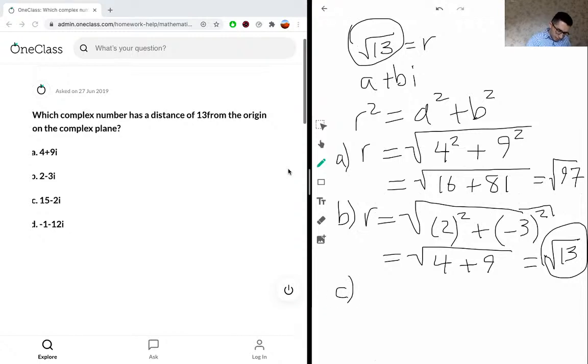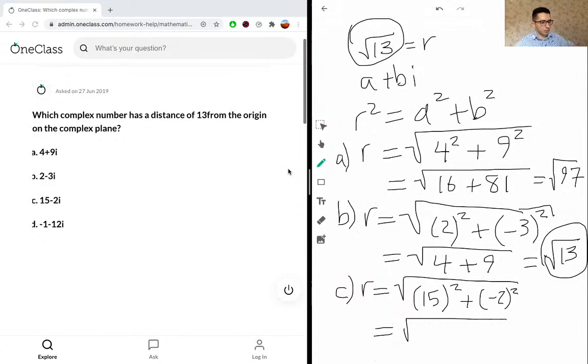So C is r equal to the square root of 15 squared plus negative 2 squared. Regardless if it's negative or positive 2, we'll still end up with the same magnitude value. Here I'm just going to plug the 15 squared into the calculator. So 225 plus 4, and we can right away see that this is not going to be square root 13, so it's 229.